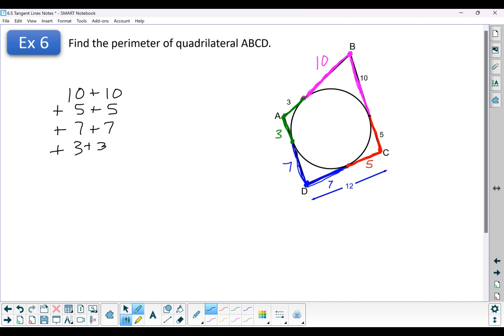That is 50. So we've got a quadrilateral with a perimeter of 50.